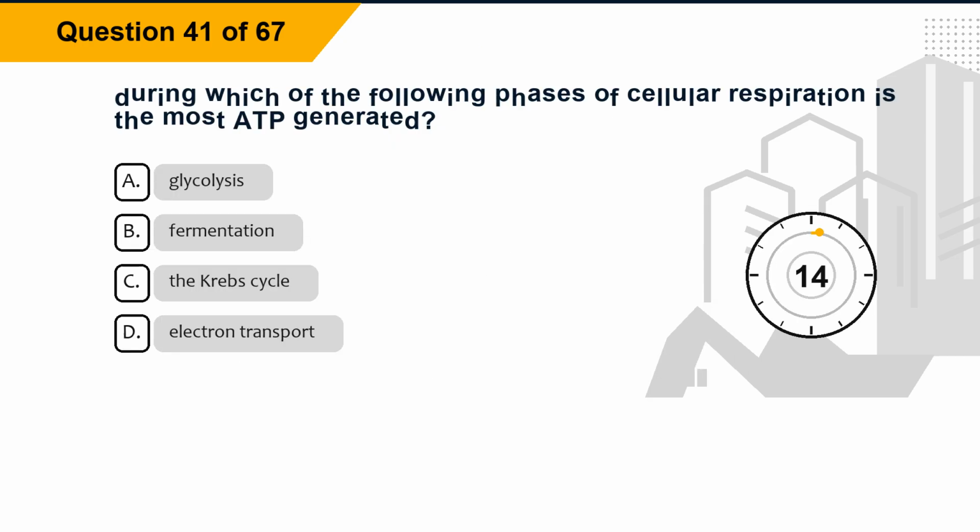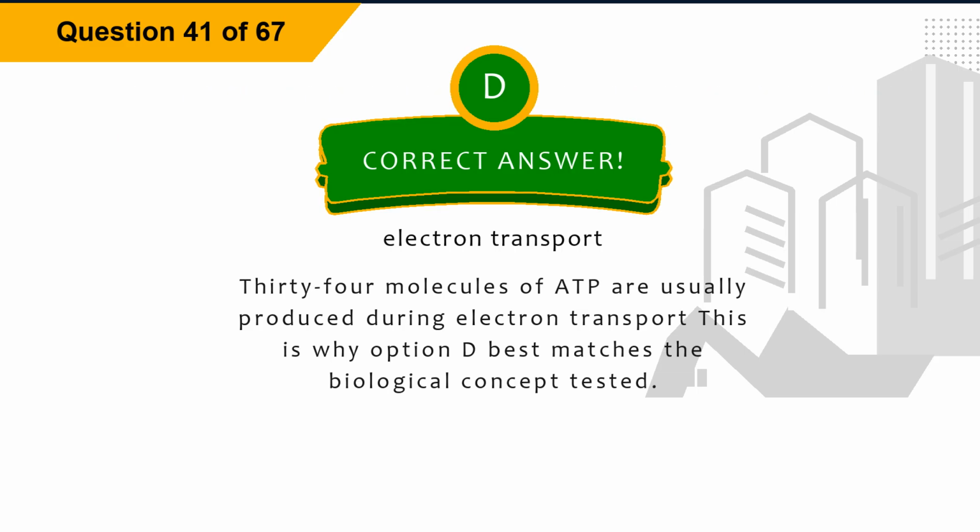Question 41. During which of the following phases of cellular respiration is the most ATP generated? Option A, glycolysis. Option B, fermentation. Option C, the Krebs cycle. Option D, electron transport. The correct answer is option D, electron transport.